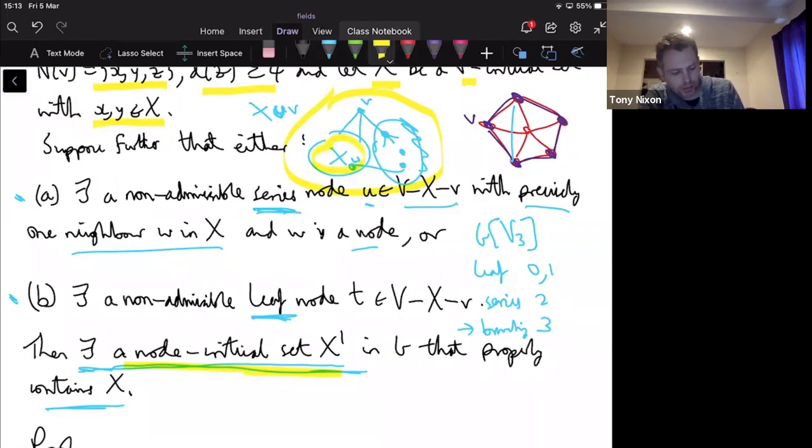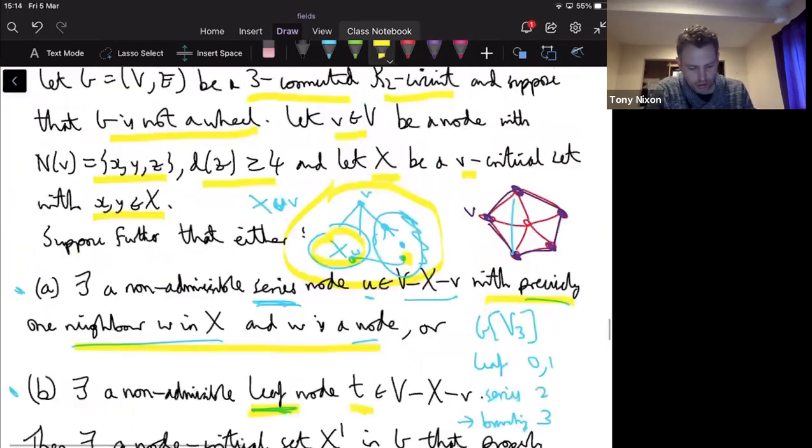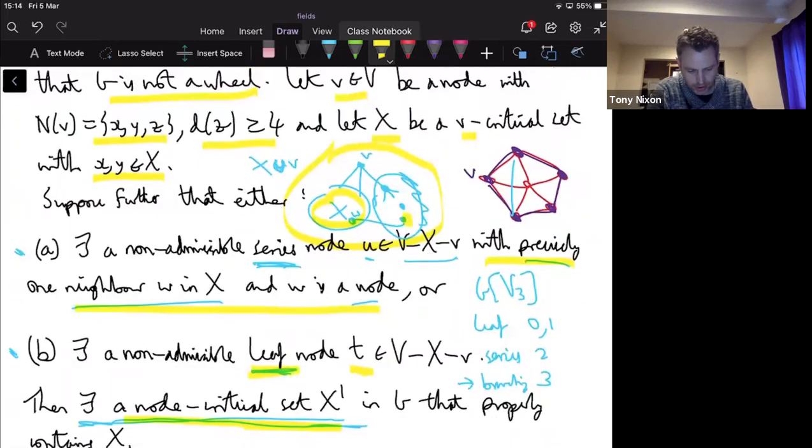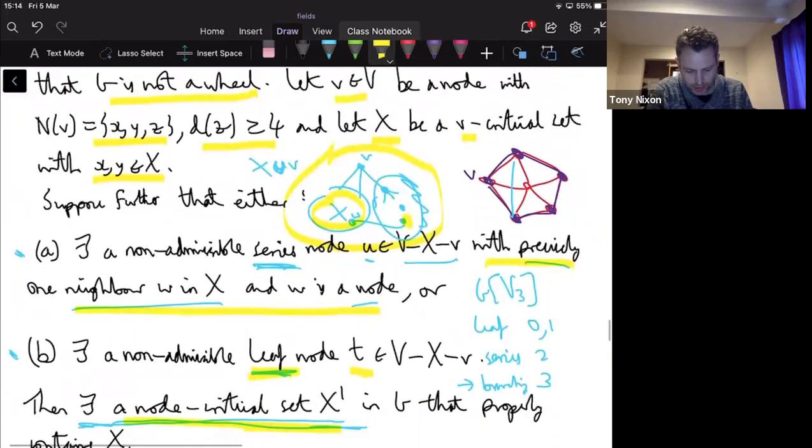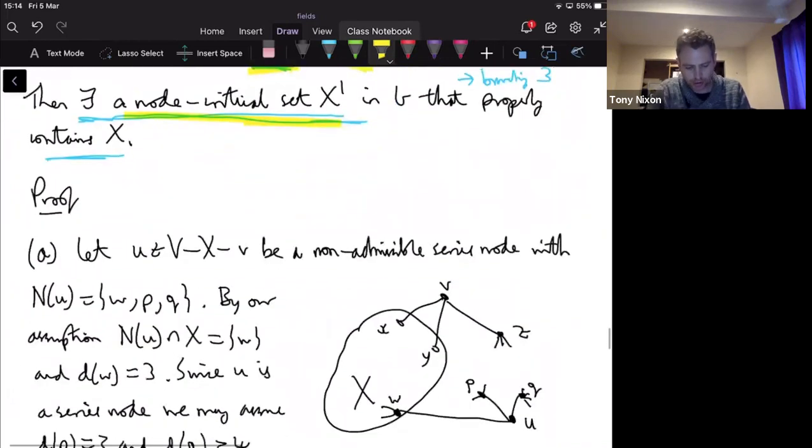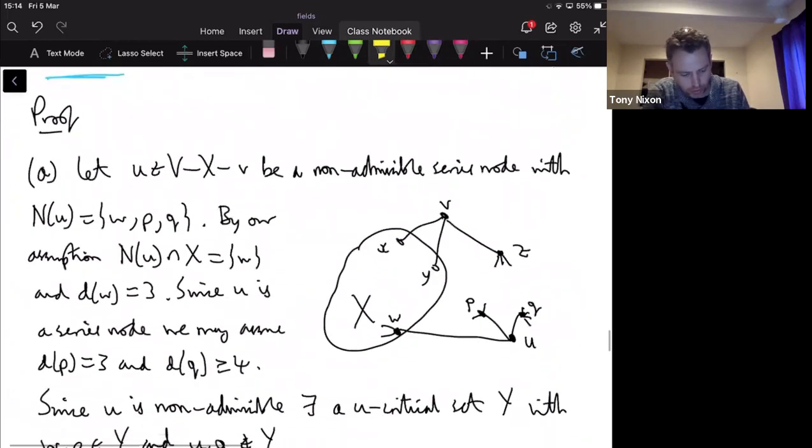And then in part B, we do the same thing, except instead of having a series node over here, we take a non-admissible leaf node, and I just give it a different name. This time we don't care about this extra condition about the neighbors. Okay, so it's quite a mouthful of a statement to take in, but let's have a go through the proof, and maybe it'll become clearer as I work through it.